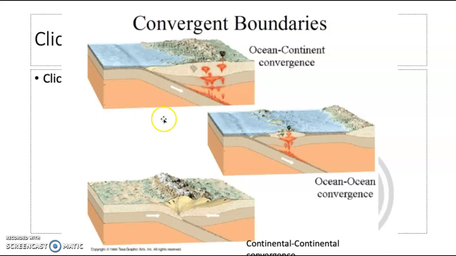So just to recap, where you have oceanic and continental crusts come together, when that happens, you get volcanoes. You have oceanic and oceanic converge, and when that happens, you'll just get volcanic islands in the ocean. And when you have continental and continental crust converge, that's where you see mountains.